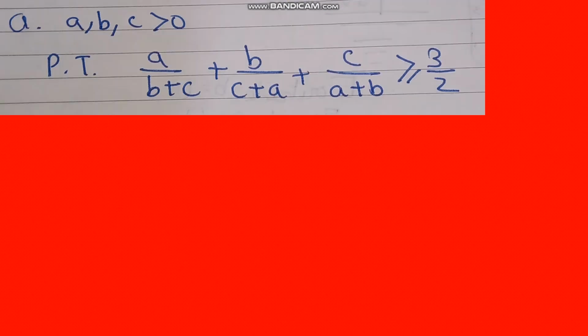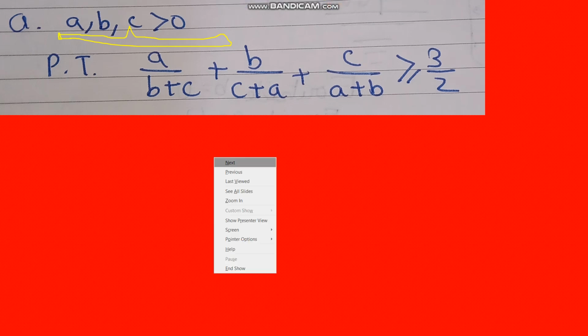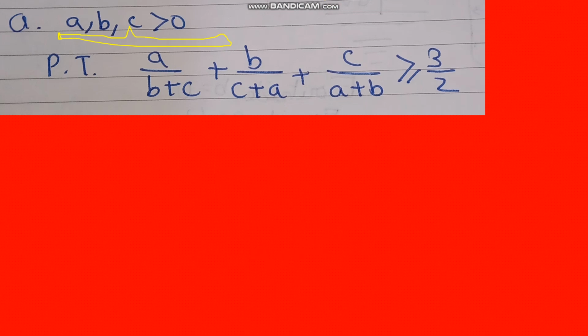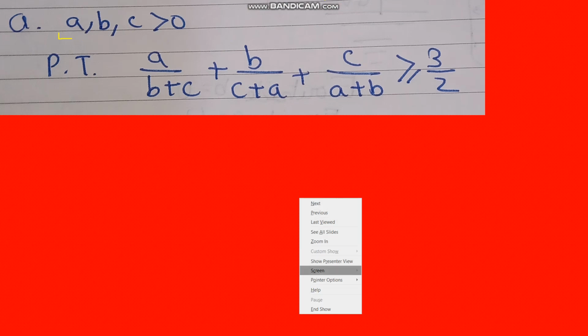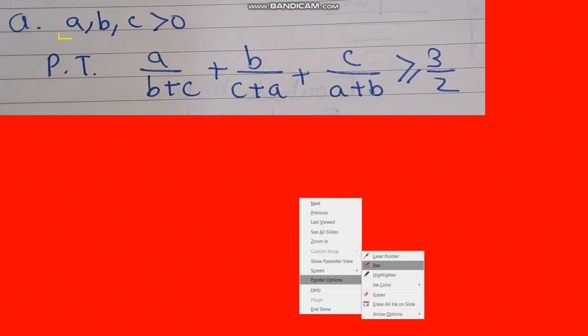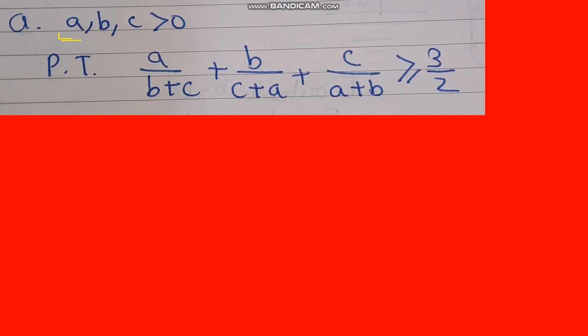Next thing. This is our next question. A, B, C greater than 0. This is the condition for all questions, so no need to think about this much: ABC is greater than 0. We need to find another process. Let me rub that. Yeah, fully rubbed, no problem. Where is my pen? Yeah, I've got the pen. This is the inequality. We have to prove this.